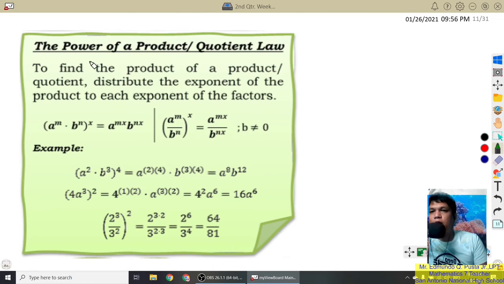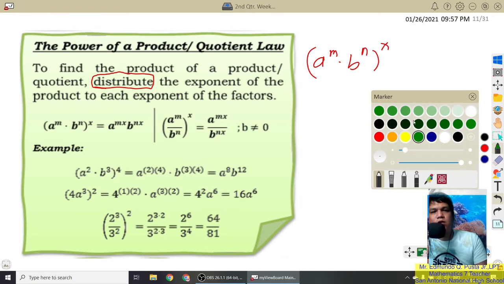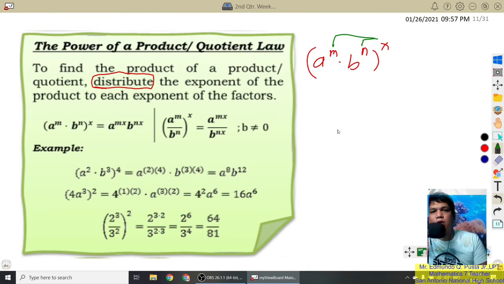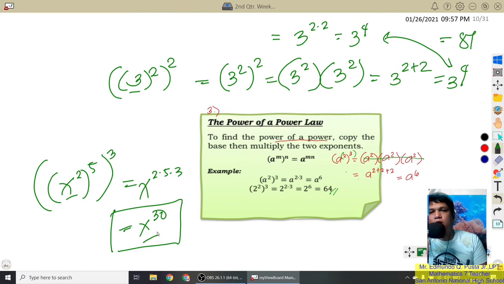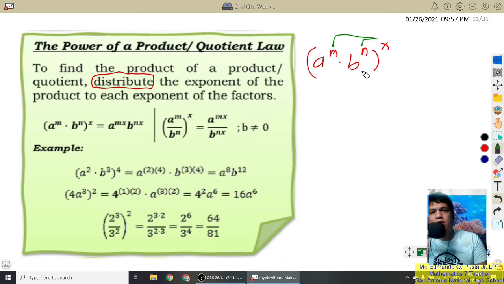The fourth one, we have what we call the power of a product and or quotient law. Okay. So the thing that you're just going to memorize here is this word, distribute. Okay, the distributive property. So let me execute this one. So we have a raised to m times b raised to n. Okay, and then we have x. So you're going to distribute x by multiplying. So what we have here earlier, this is just one variable. Okay, so what about making it two variables, a and b, okay, with their own exponents? So we have a raised to m times x times b raised to n times x.